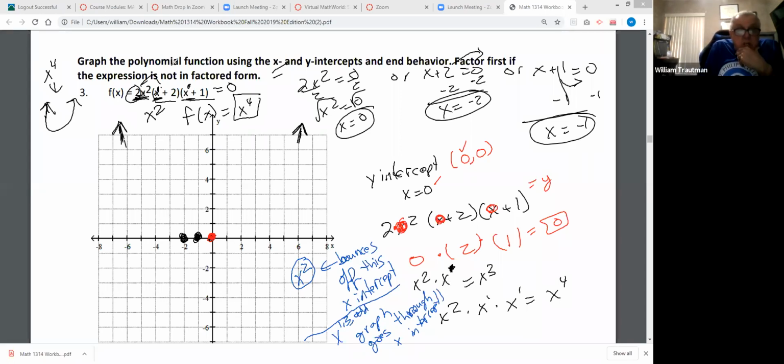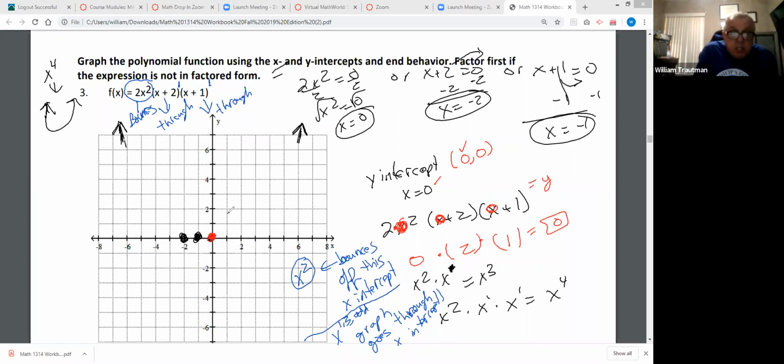So if we look here, I'm going to erase some of this. And this is only when it's in factored form: the graph is x squared. Any even power, the graph bounces on that X-intercept. This one is going to go through because there's a 1 power on the outside. There's no power on the outside. It's odd, so it's going to go through.